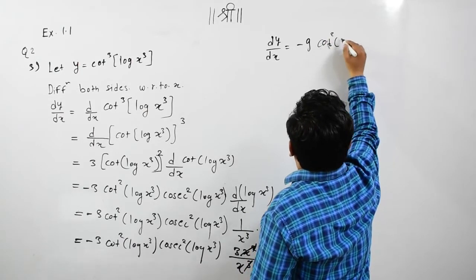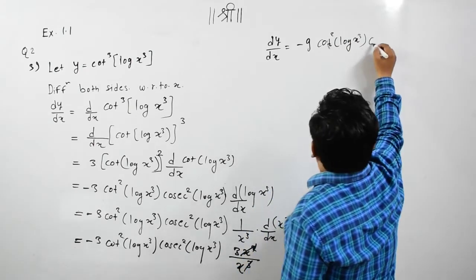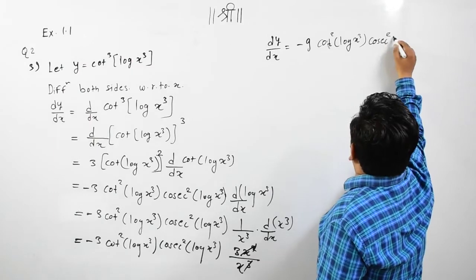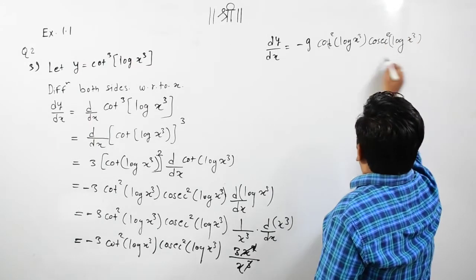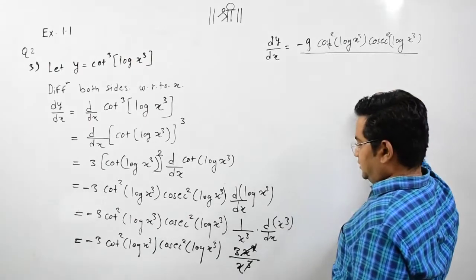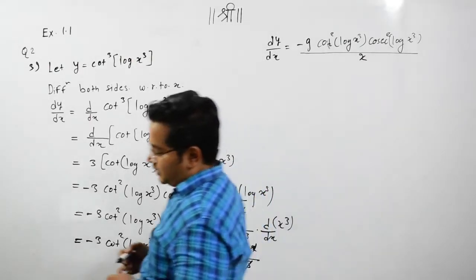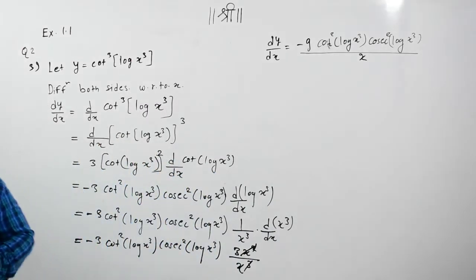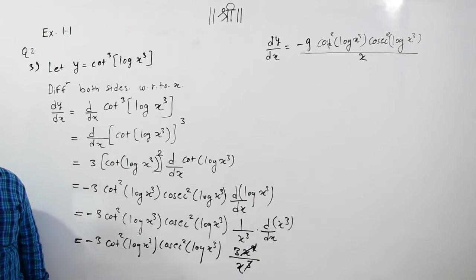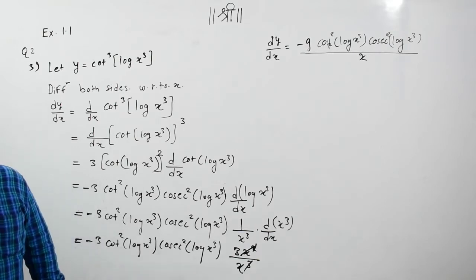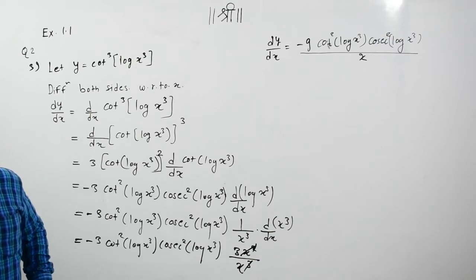So cot square log of x cube into cosec square log of x cube, divided by x only. That's it. That should be our final answer, yes, it is the final answer. Now this was regarding question number 5. Okay, now let's move to question number 6.